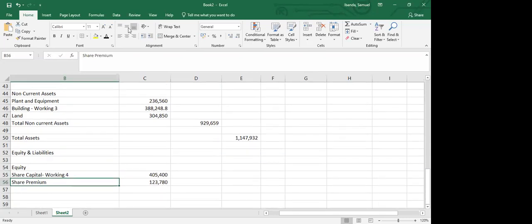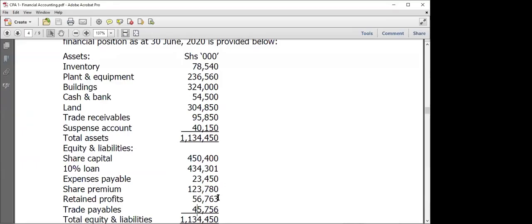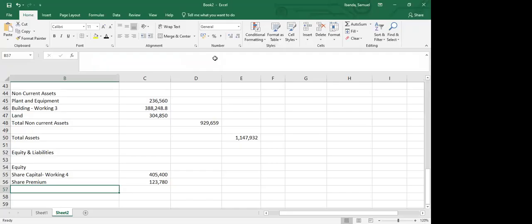So mine is to check again and see, do I have any other element that I should put under my equity? Yes, we have what we call retained profits. Now, retained profits have some kind of adjustments onto them. And this is where most of the marks will be. Retained profits.